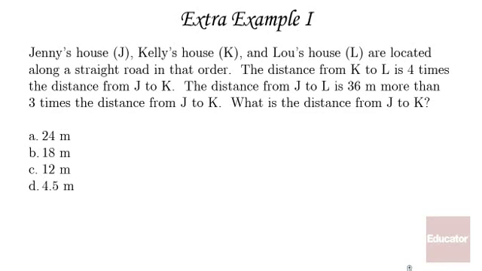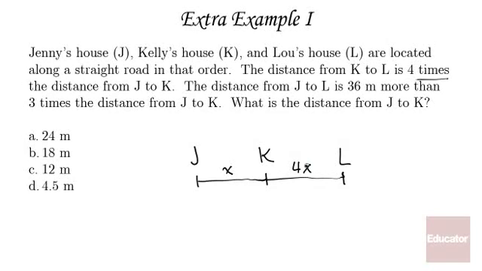Jenny's house, Kelly's house, and Lou's house, L, are all located along a straight road in that order. So I'm going to write Jenny, Kelly, and Lou along a straight road. The distance from K to L is 4 times the distance from J to K. So if the distance from J to K is x, then to make it 4 times from K to L, I'm going to say 4x.